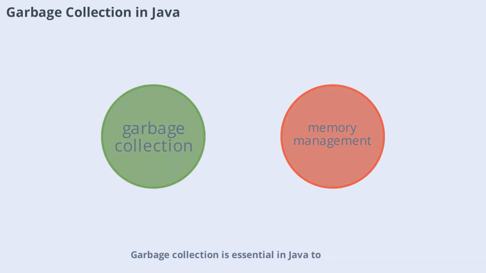Garbage collection is essential in Java to prevent memory leaks and ensure efficient memory usage. The JVM automatically manages memory by removing objects that are no longer referenced. This allows developers to focus on application logic rather than manual memory management. Garbage collection makes Java applications more stable and less prone to crashes caused by memory issues.